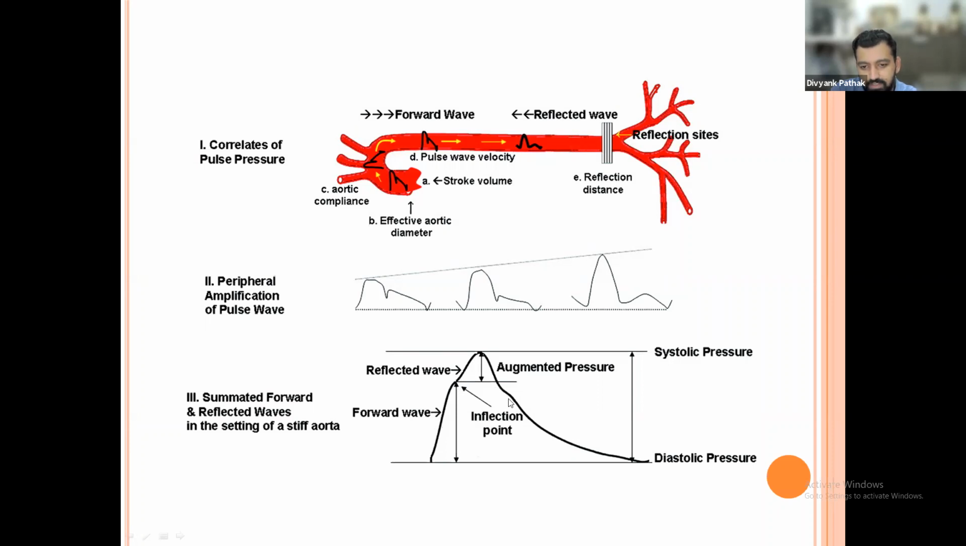Okay. Then there is the dicrotic notch, and then there is a runoff, because there is a diastole, and the speed of blood flow also decreases, the pressure decreases. Okay. Those summated forward and reflected waves in a settled area of a stiff aorta. So in a stiff aorta, you can see these specific waves also.